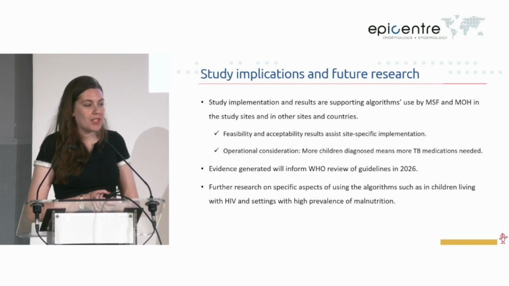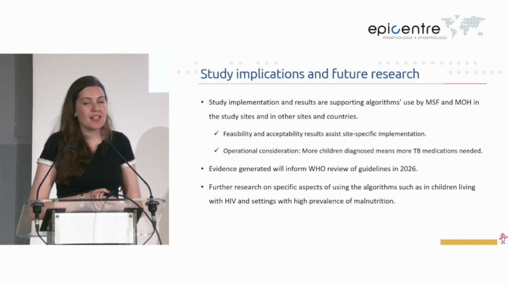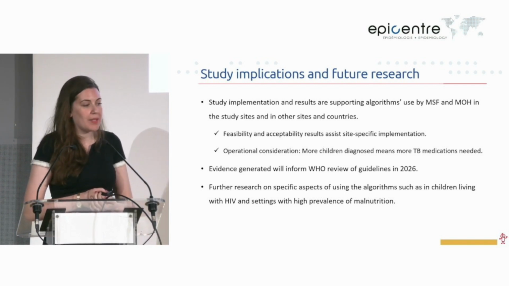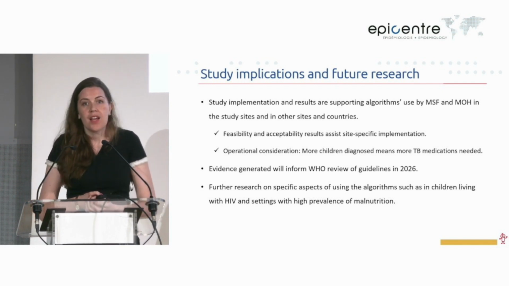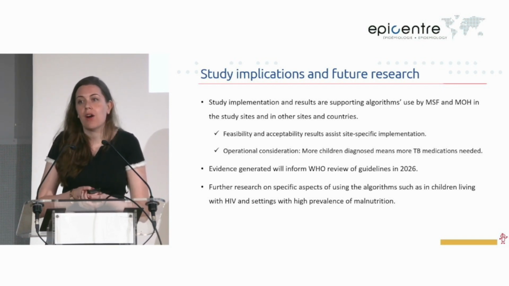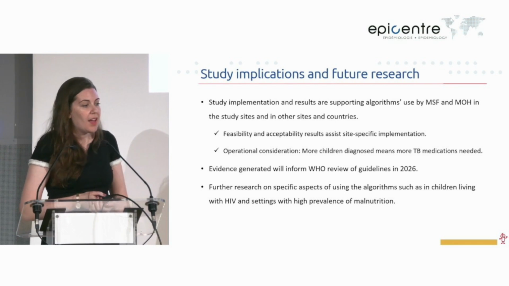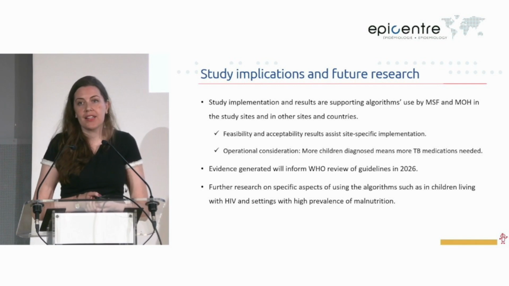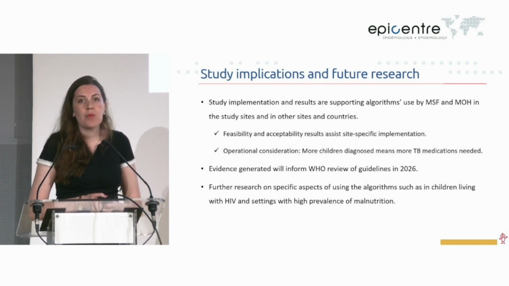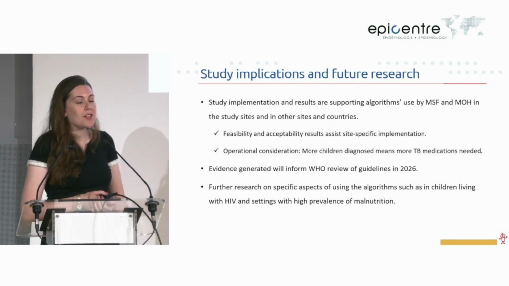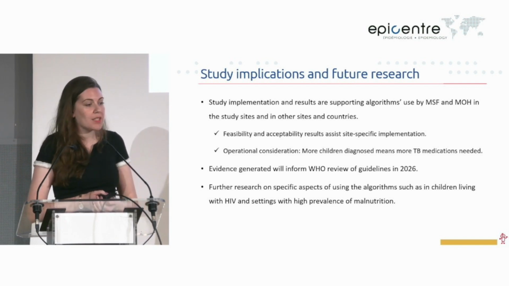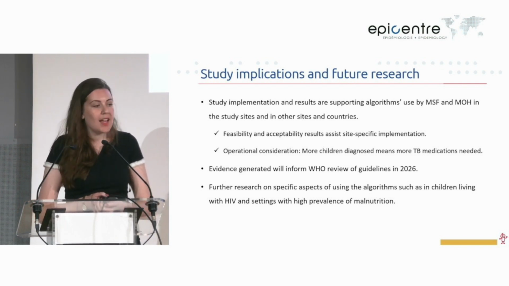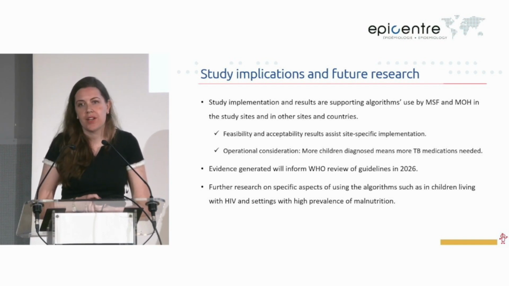We have found that the feasibility and acceptability results can assist in tailoring site-specific implementation. And we've also found that as the algorithms are introduced and more children are put on TB treatment, it's very important that the corresponding TB drugs are planned for from the beginning. We hope that the evidence generated from this study will inform the WHO review of guidelines planned for 2026, and we also anticipate further research on specific aspects of using the algorithms, such as in children living with HIV and in settings with a high prevalence of malnutrition.